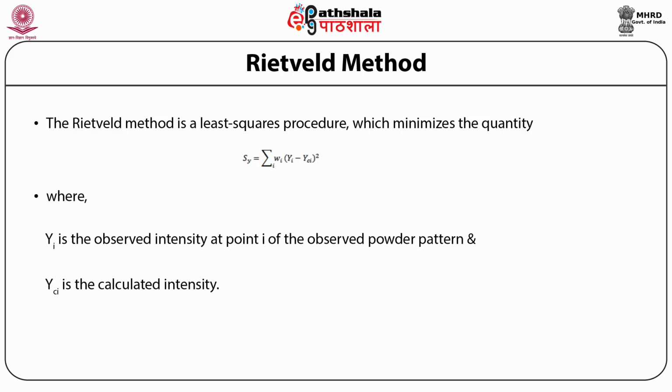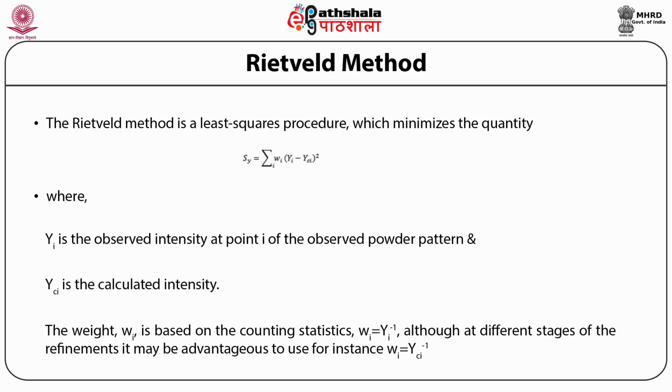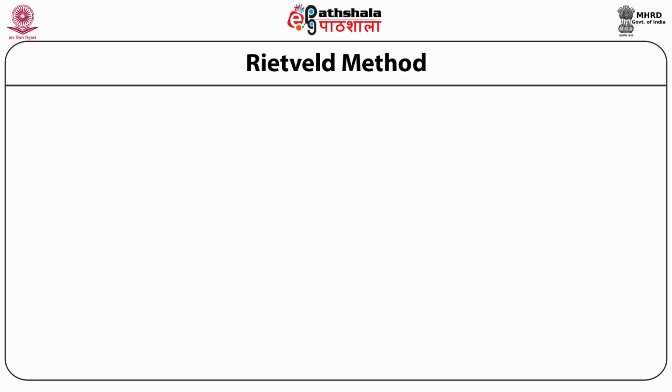In this equation, W is called a weight factor. It is based on the counting statistics. The calculation of the parameter S gives a quantitative estimate of the matching between the observed and the calculated data. Rietveld method is based on the assumption that the measured diffraction pattern is generally represented as the intensity versus the scattering angle 2 theta, which can be approximated by analytical expressions containing the instrumental and the structural parameters.